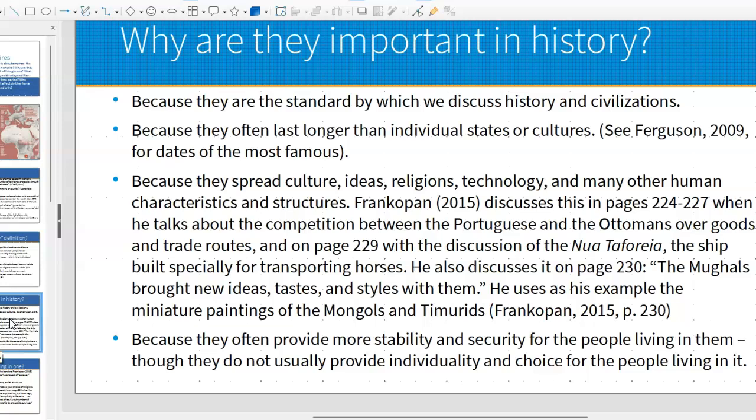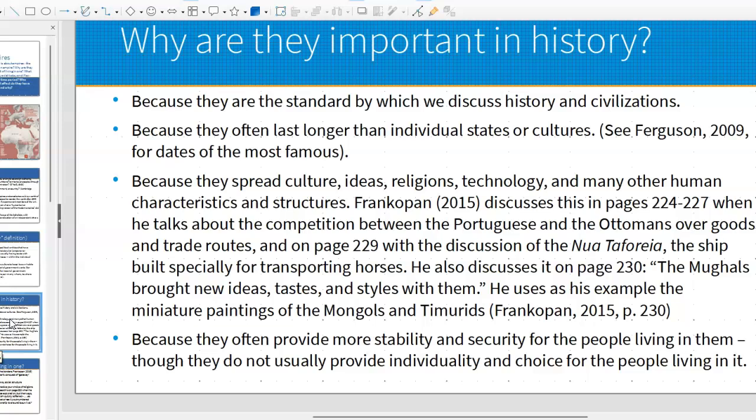Among the other things about why they're important, they spread culture, ideas, religions, technology, and many other human characteristics and structures. And this is not technology just in the sense of what we think of today. If you look at the evolution of the plow, it starts in China and spreads westward. The stirrup does the same thing, and these are back again during the ancient period, as we call it. Frankopan himself argues in pages 224 to 227 when he talks about the competition between the Portuguese and the Ottomans over goods and trade routes.